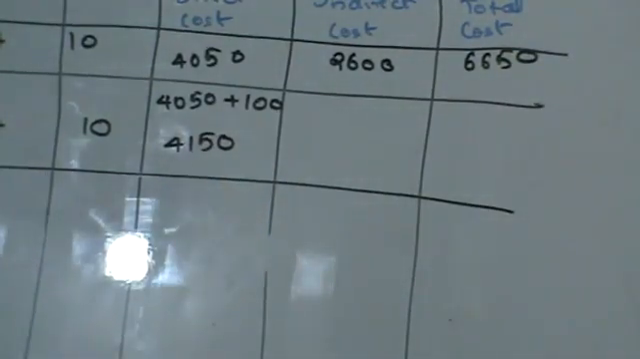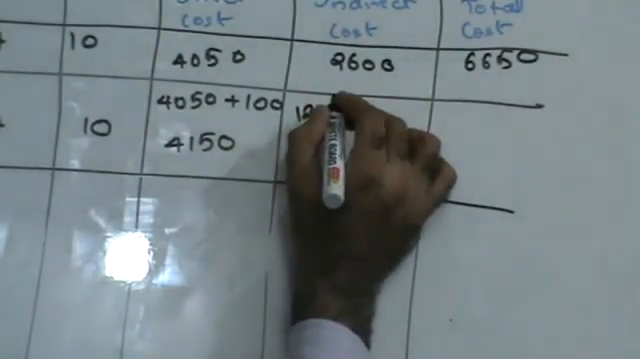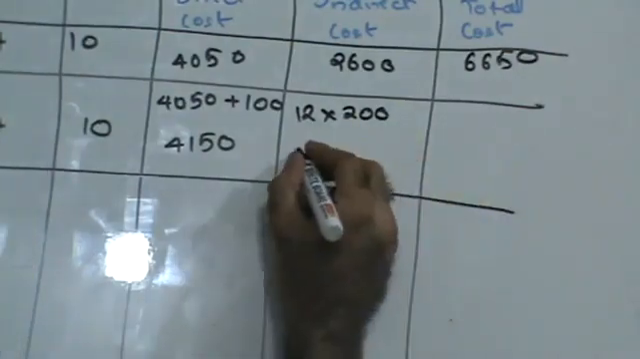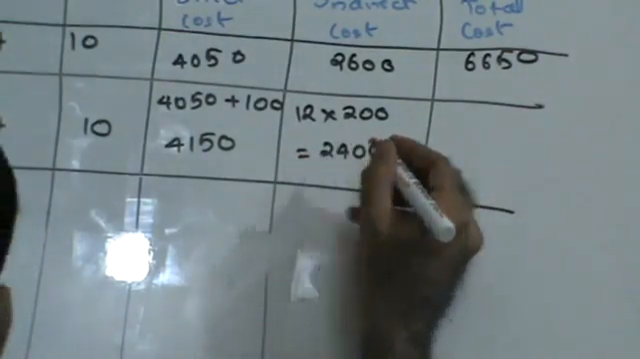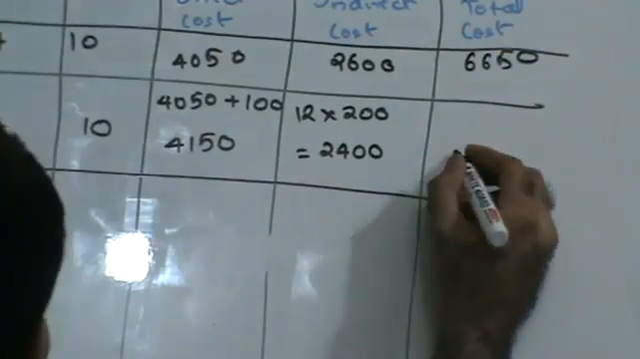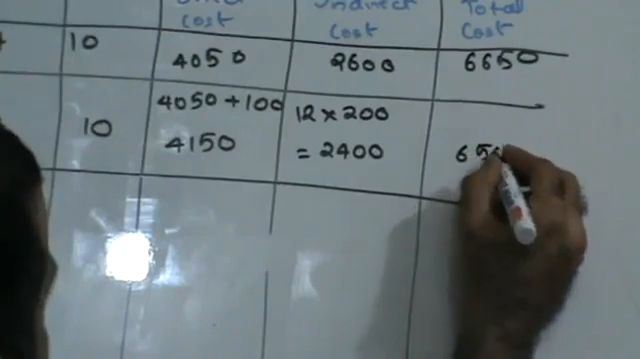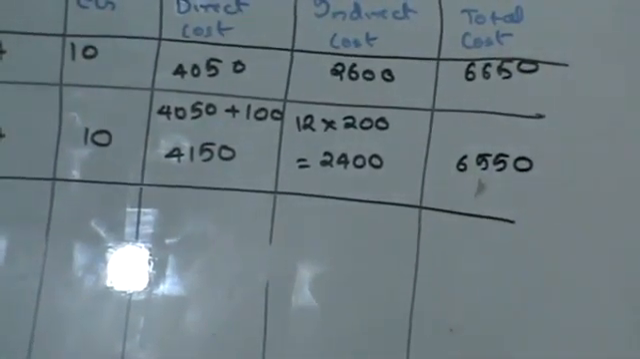Now since my optimum time or my critical time is 12 days, 12 into indirect cost is 200 rupees per day. So that's going to be 2400. Someone do the addition, that is 4150 plus 2400 is 6550. Right? So I've done my first crashing.